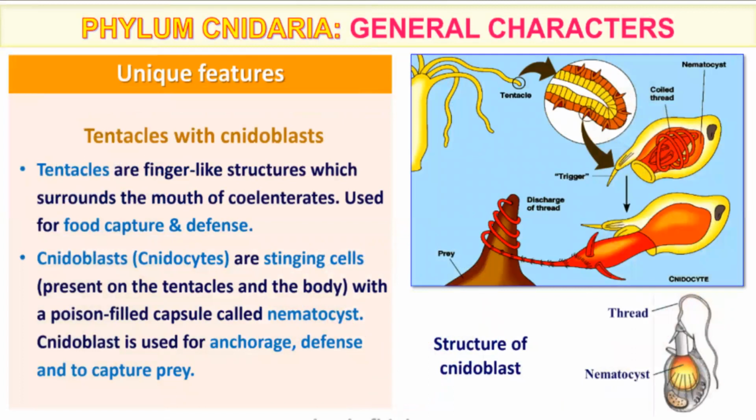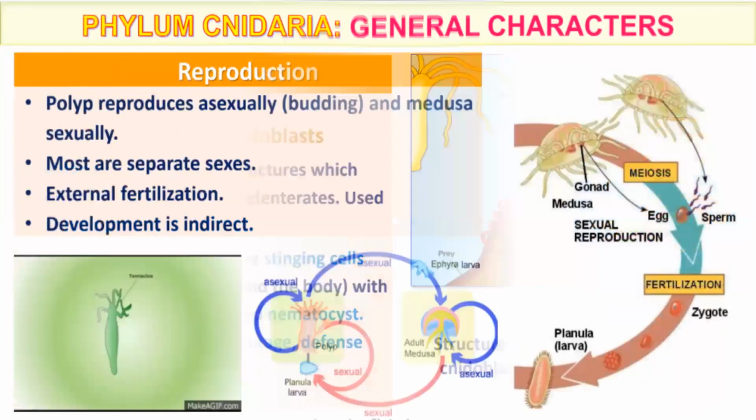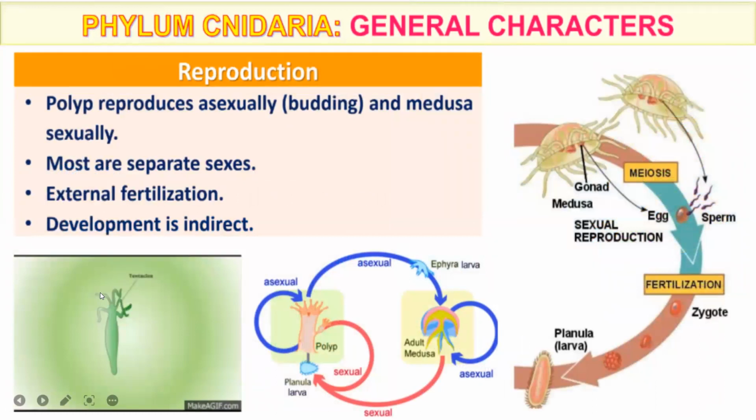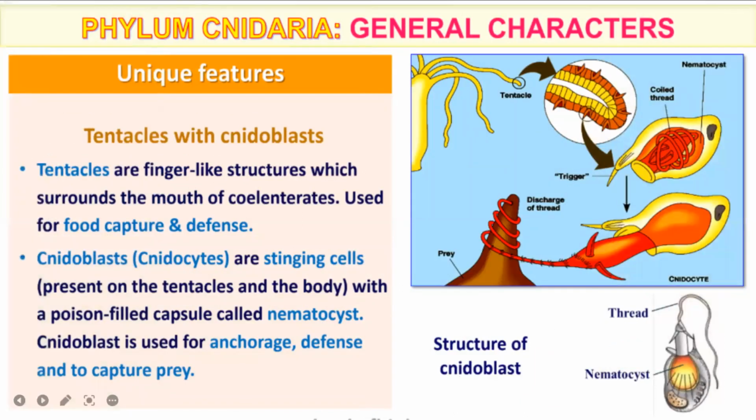Then nidoblasts or nidocytes are stinging cells present on the tentacles of the body with a poison-filled capsule called nematocyst. Nidoblast is used for defense and to attack the prey. These tentacles will have small thorn-like structures. They are stinging cells present on the tentacles and the body, with a poison-filled capsule called nematocyst.